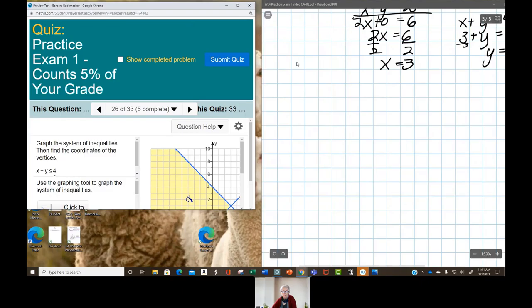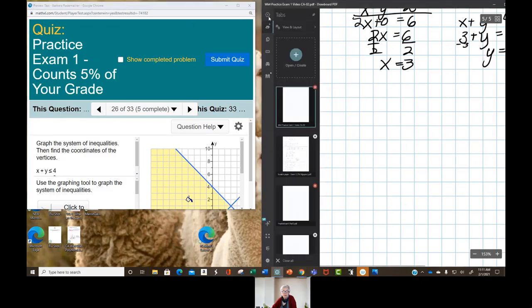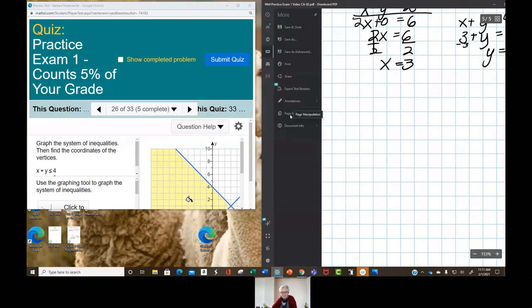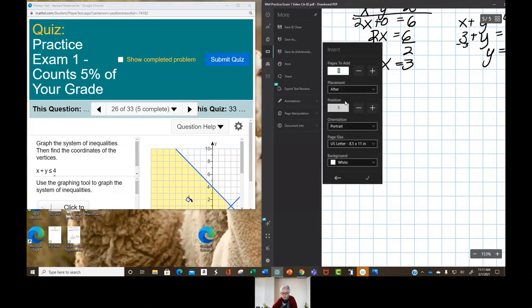Now, I know probably almost everybody wants to do a matrix, or do they? I want to do it. Okay. I want a matrix. I dislike them and I'm not good at them. Well, yes. Let me insert 2 pages.